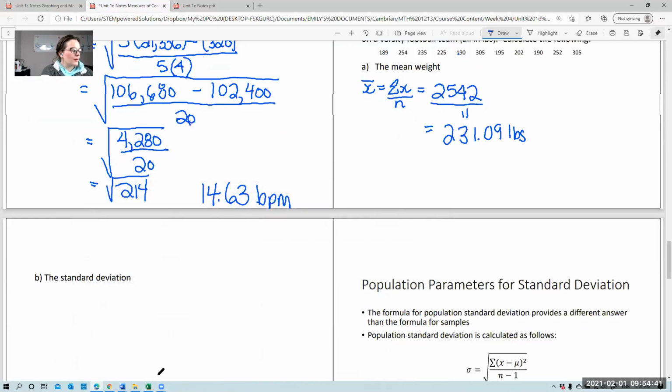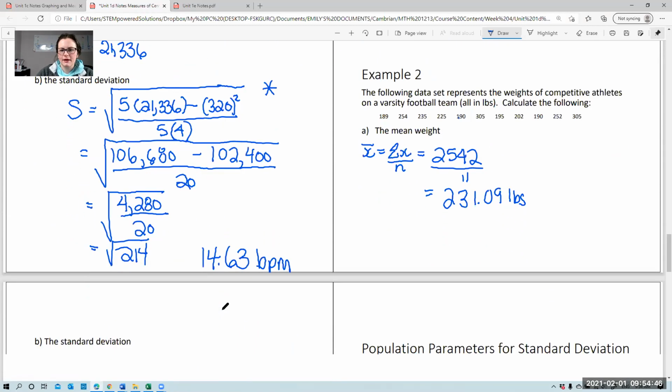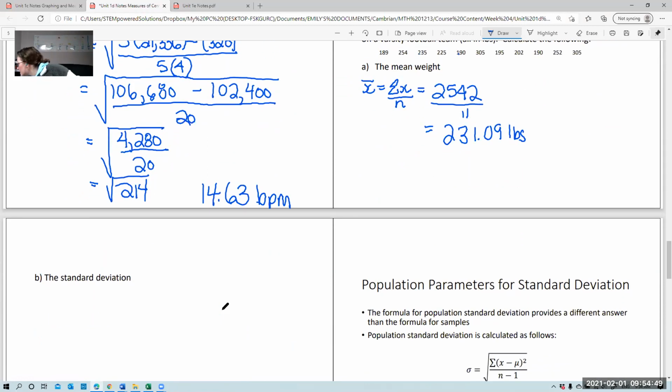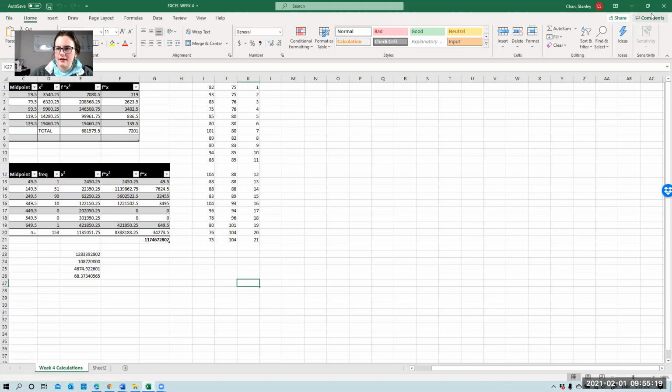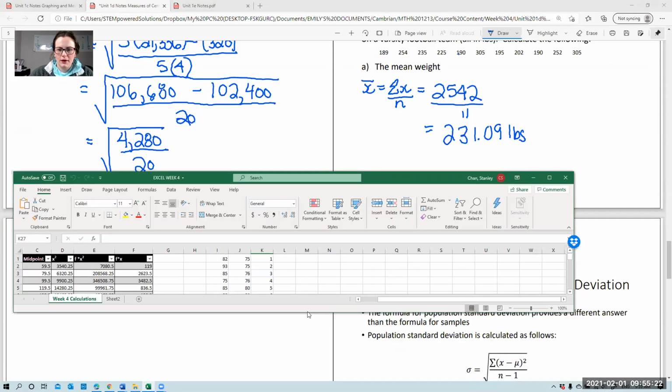Yeah, so at this point, what we could do is actually use Excel to calculate the standard deviation. Or we could use the formula. So let me think about that. Now, yeah, so what I was thinking is what we could do is just use Excel and have Excel calculate the standard deviation.